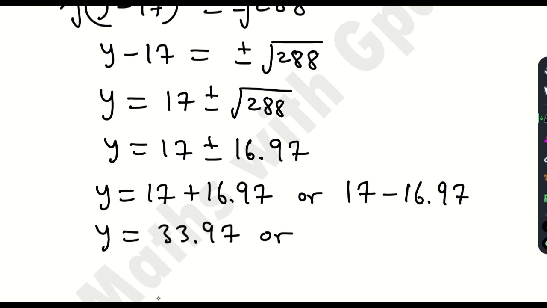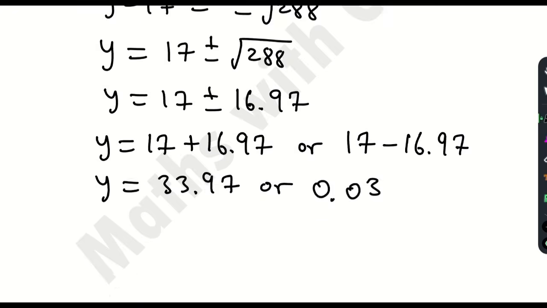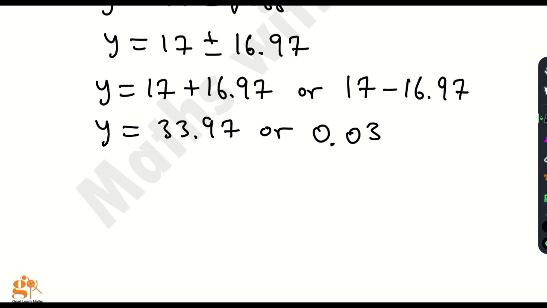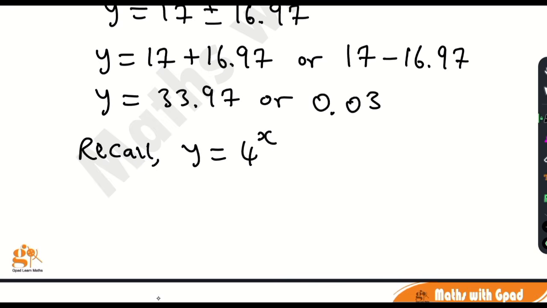33.97, or when you subtract this, you get what? 0.03. Now, these are the two values of y that we have just gotten, but we're not looking for the value of y, rather we're looking for the value of x. Now recall that we said let y be equal to 4 raised to the power x. Very good. Since that was what we said, it's now time to plug in these values.